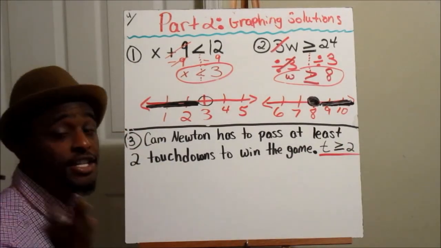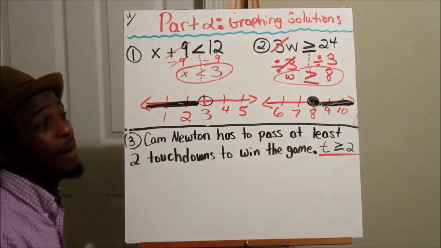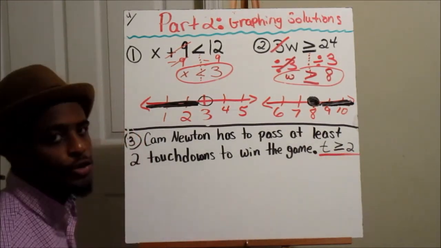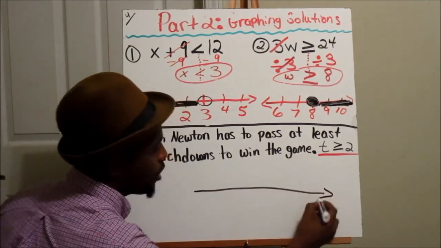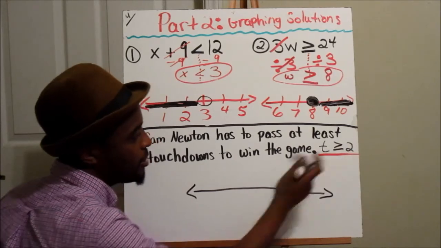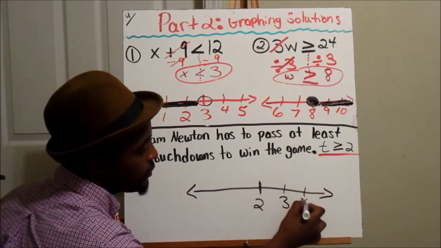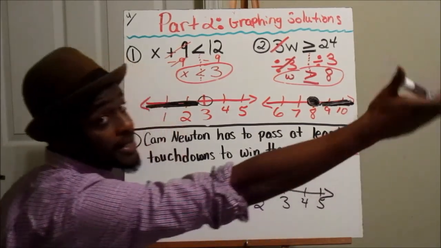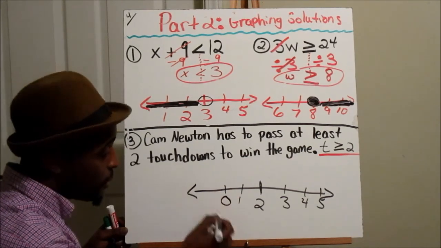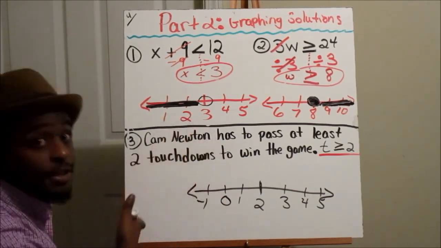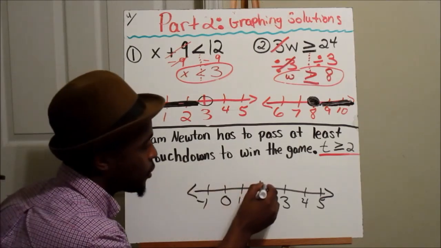Alright, because if Cam Newton passes 2 touchdowns, he'll win the game. If he passes 3, he'll win the game. But if he passes 1, well, that's not greater than or equal to 2, so he won't win the game. So let's graph this on our number line. We draw a line. Remember, we put our final number in the middle, which is 2. And I think I have 3, 4, 5, 6, 7, 8, 9, 10. And on this side of 2, I have 1, 0, then -1, -2, -3, -4, -5, all the way until infinity. Alright? I always put my circle here.